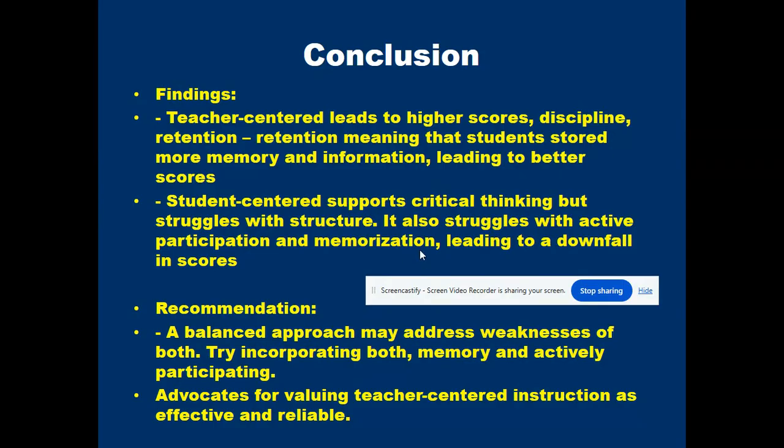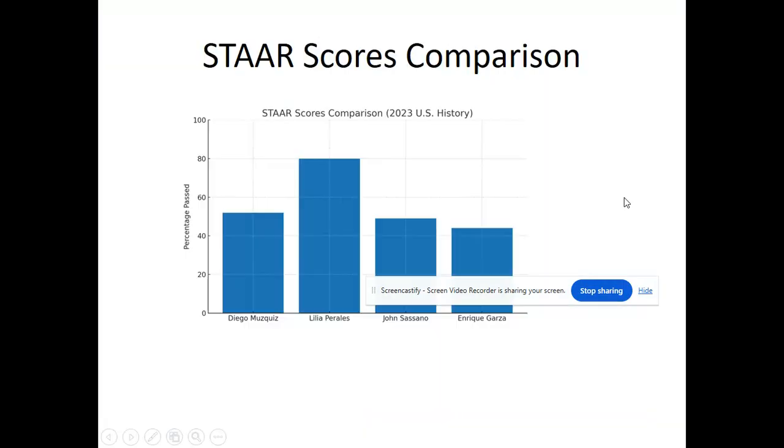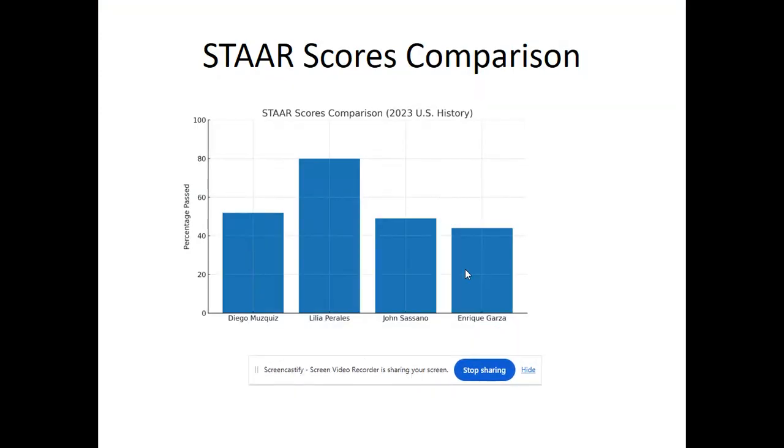As you can see in the bar graph right here, you can see 2023 U.S. history, STAAR scores comparison, percentage pass, and then the rest. We have four in school. Ms. Perales was pre-AP. She taught our pre-AP. That's me right there with the second. And then the rest of the coworkers. Notice how I didn't have pre-AP at all. I had all regular students.